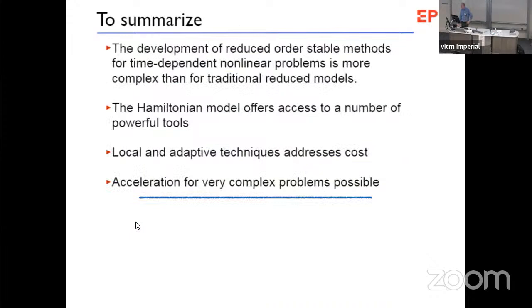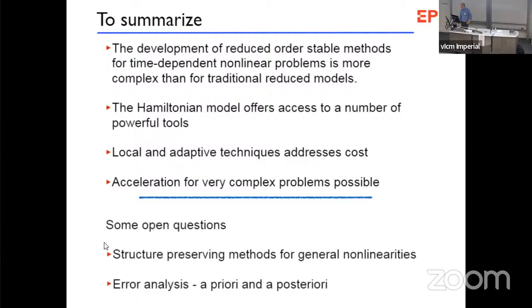Okay, so to summarize, reduced order models for time-dependent problems is a more complicated problem. The Hamiltonian formulation gives you something to work with. You can then go through many of these things and develop what I just proposed. There are many open questions for general nonlinearity, more general problems. This is certainly open, and there's a lot of open questions on actually understanding the error both a priori and a posteriori.